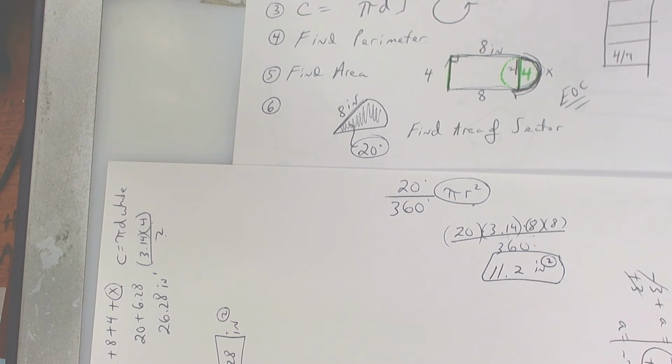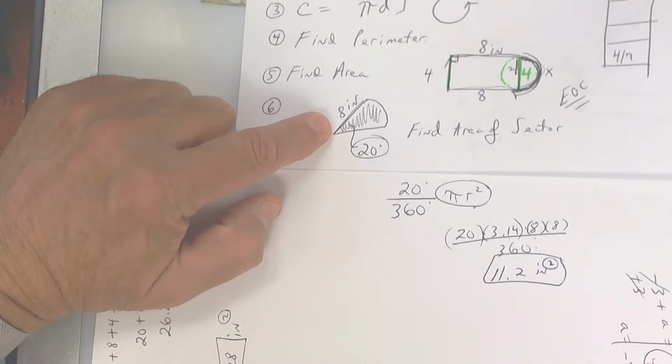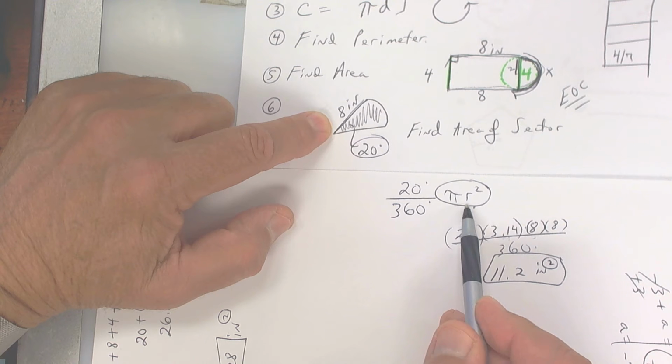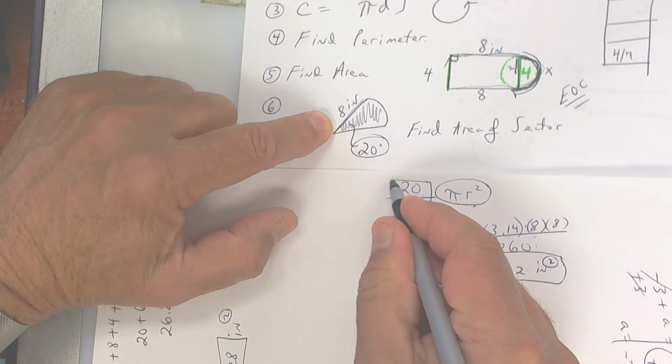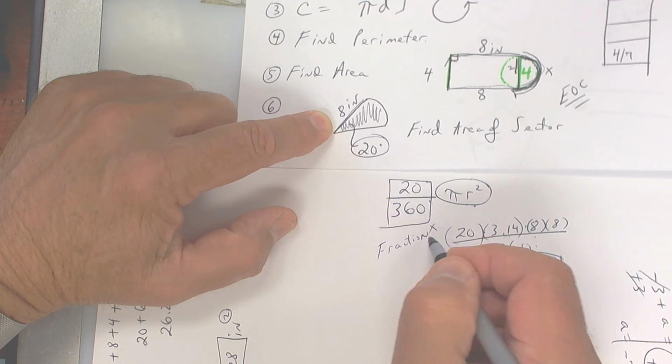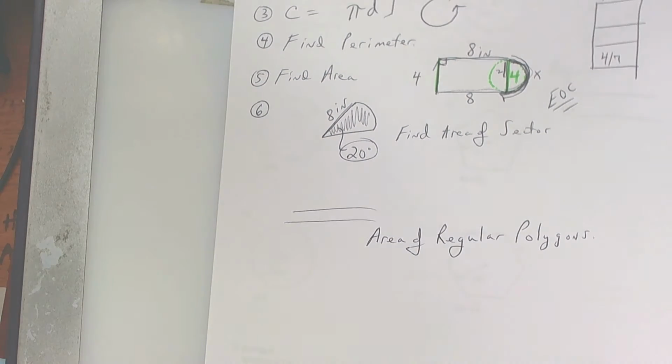And again, that's called area of the sector. And all it is is a fraction times the whole circle. Okay? So this is your fraction times the area of a circle. All right, let's go on.